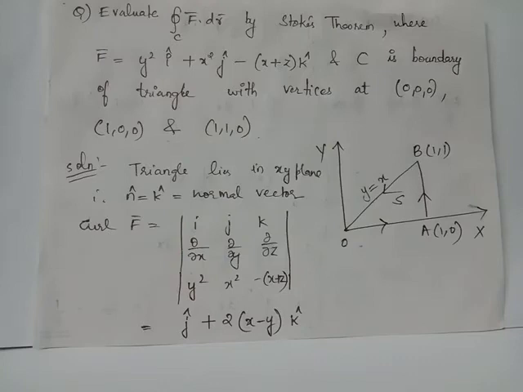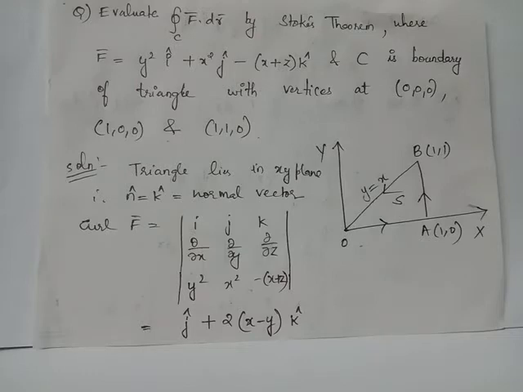Evaluate the integral over C of f bar dot dr bar by Stokes theorem, where f bar equals y squared i plus x squared j minus (x plus z) k, where C is the boundary of the triangle with vertices (0, 0, 0), (1, 0, 0) and (1, 1, 0).